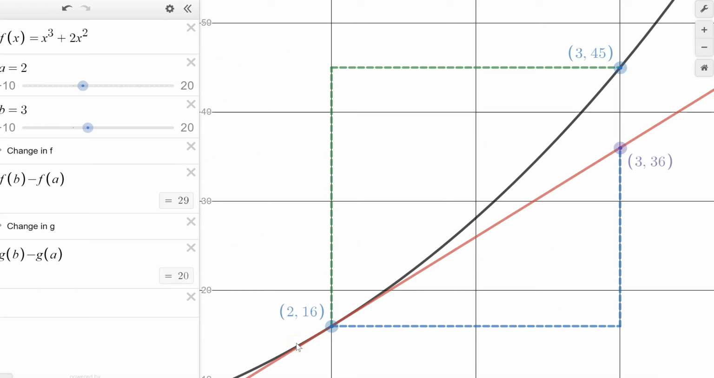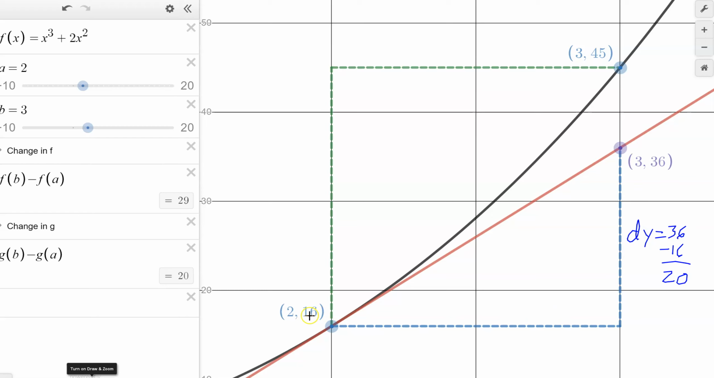So here we have our actual function here. This one is the x cubed plus 2x squared. We're going from 2 to 3. So you can see our y value went from 16 to 36. So 36 take away 16 is 20. So that's all we were using the formula for, to figure that out.